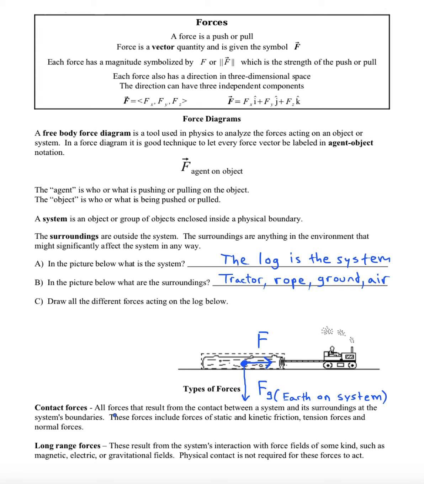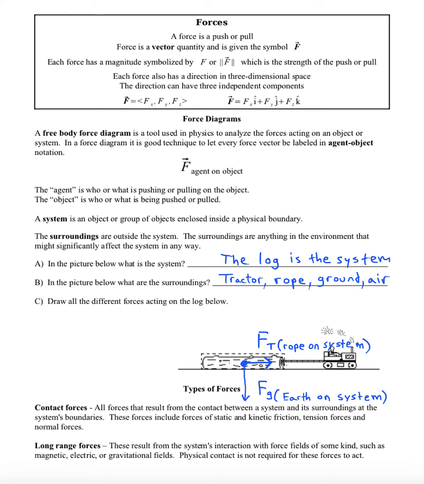It's a contact force. And for a contact force, anything that results from contact between a system and the surroundings at the system's boundaries should be included. These forces could include static and kinetic friction, tension forces, and normal forces. This would be classified as a tension force, so we'll use the letter T for that. And I'll say that it is the rope pulling on the system. The tractor is connected to the rope, and the rope is connected to the log, so really the rope is the thing that's directly acting on the system.